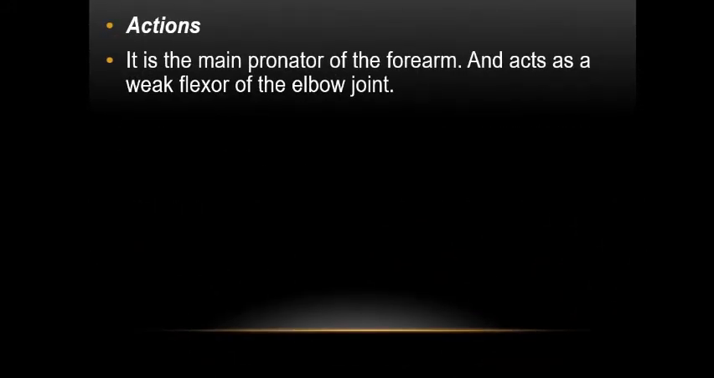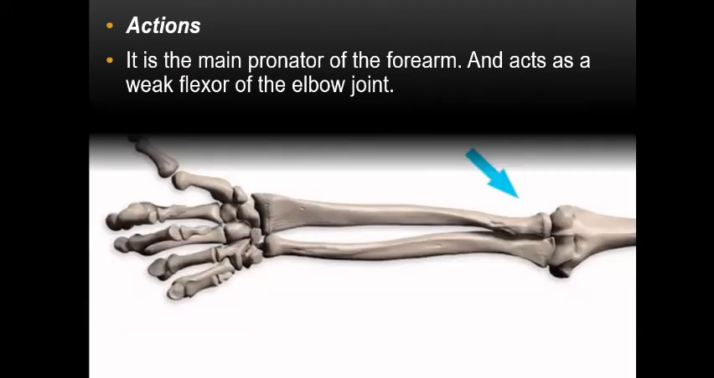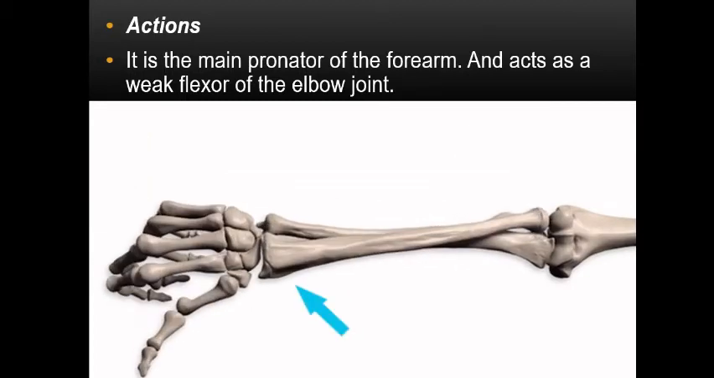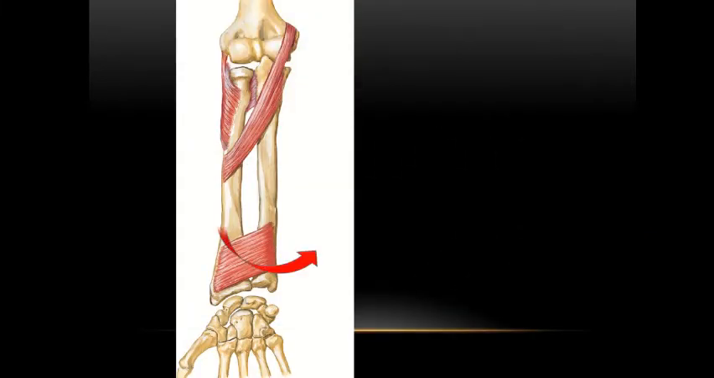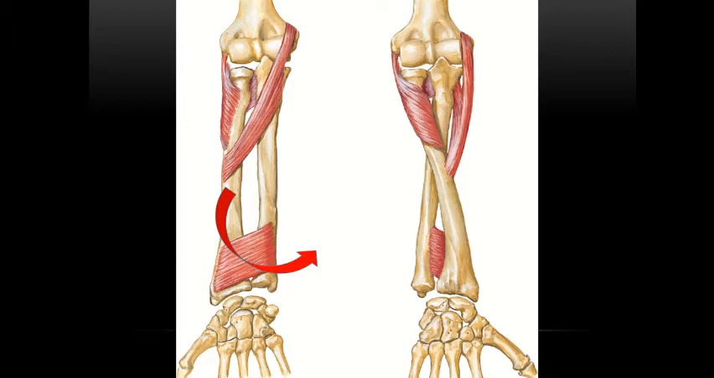Then moving to the actions, it is the main pronator of the forearm and acts as a weak flexor of the elbow joint. Can you see the movement over here? This pronation movement is carried out by the pronator teres. If you move your forearm in pronation, it appears like this. This muscle is pulling the radius medially so that the head is fixed to the ulna, whereas the lower end of the radius rotates, and even the head rotates on the ulna and runs medially in the pronation movement.